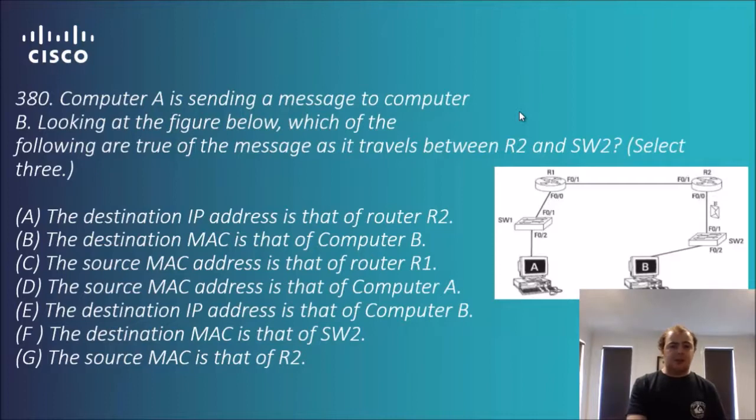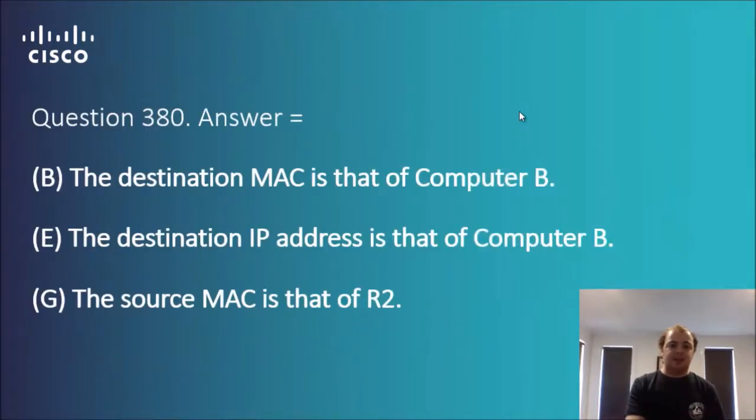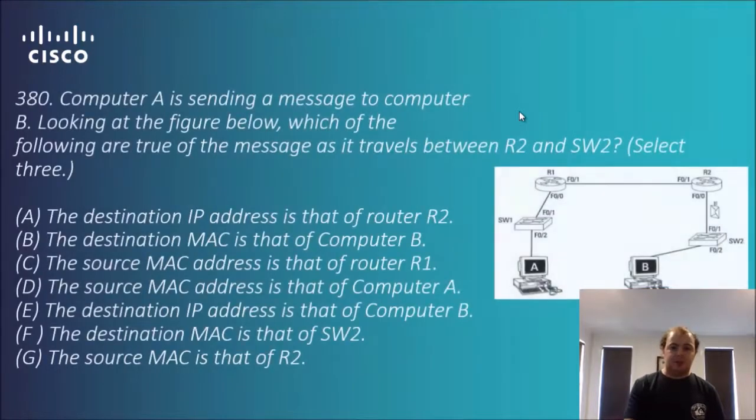Alright, so again, I'll do the same thing here. I'll just go to the answer and then explain it. It's probably a little bit easier, as this one's got a little bit involved with it, so feel free to pause the video, but I'll go to the answer now. It's B, E and G. Destination MAC is that of computer B, destination IP is that of computer B, the source MAC is that of router 2. So what we're going to remember here is, I'll get my mouse here, so again the MAC address won't be the computers here.